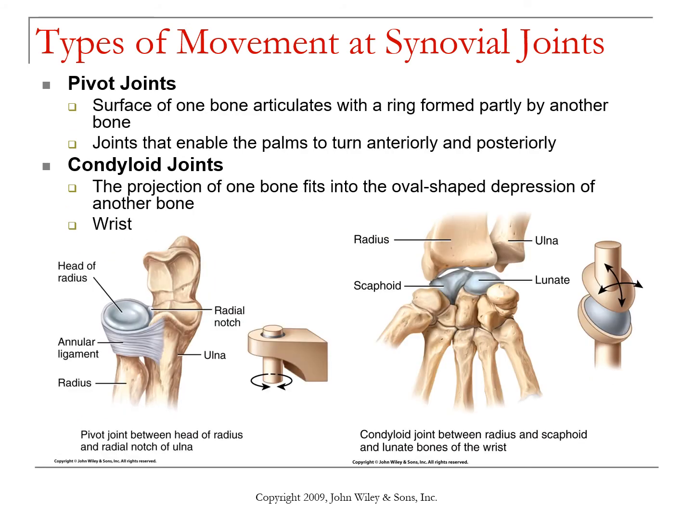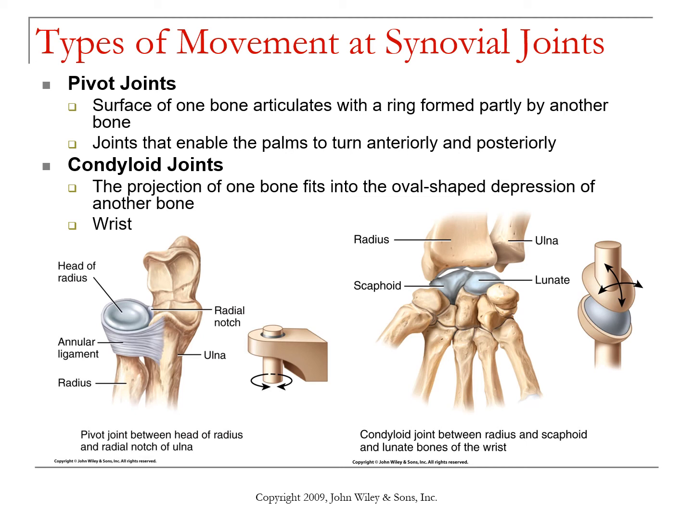Pivot joints involve the surface or projection of one bone fitting into a ring or a ligament of another bone. This allows that one bone to rotate along its longitudinal axis. Pivot joints are uniaxial in that they only allow for rotation.